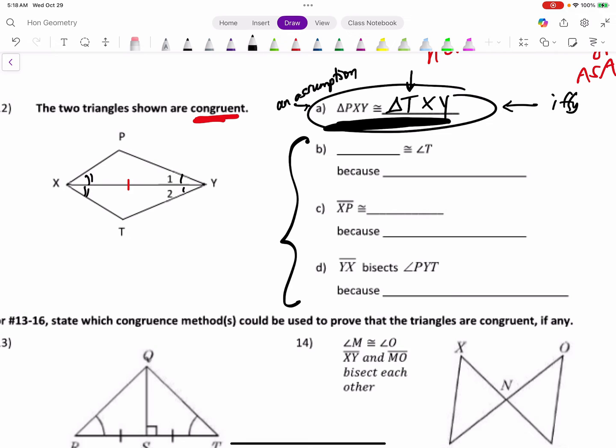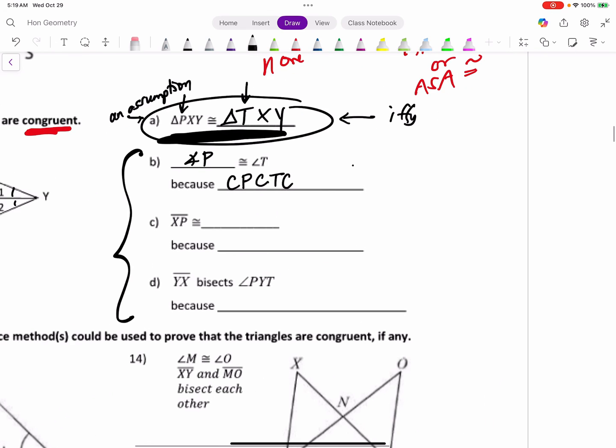Well, angle T sits in the same spot angle P did, and that's because corresponding parts of congruent triangles are congruent. Now, when you write those letters, corresponding parts of congruent triangles are congruent.